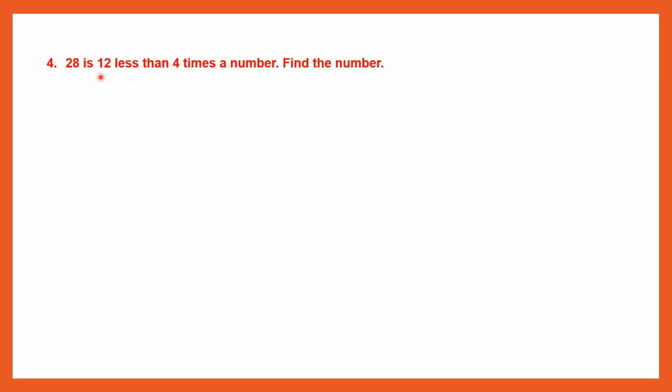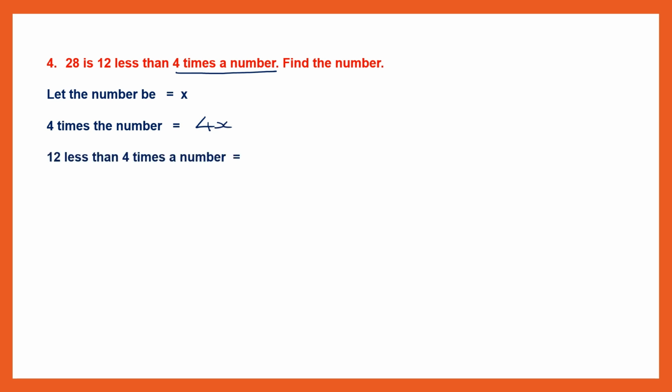Question 4. 28 is 12 less than 4 times the number. Find the number. So here, let the number we don't know be x. Then what else is given to us? 4 times the number. 4 times the number will be 4 times x. The number is x, so 4 times x. Then here we are told 12 less than 4 times the number is 28. It's given to us in the question, so that is 28.